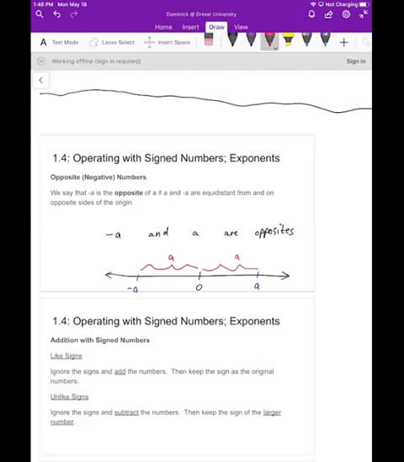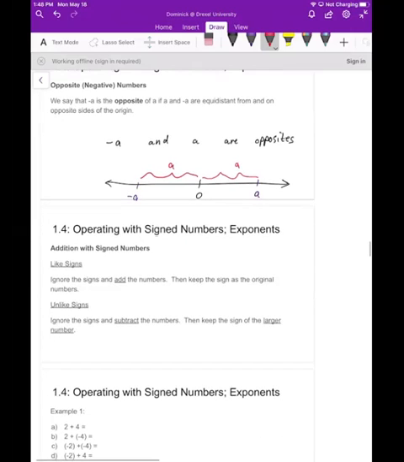You'll also see that they're sometimes said to be negatives of each other, but I usually prefer opposite because negative sort of implies that the first one has to be positive and the second one has to be negative, but that's not necessarily true. Okay, so first of all, how do we add with signed numbers?